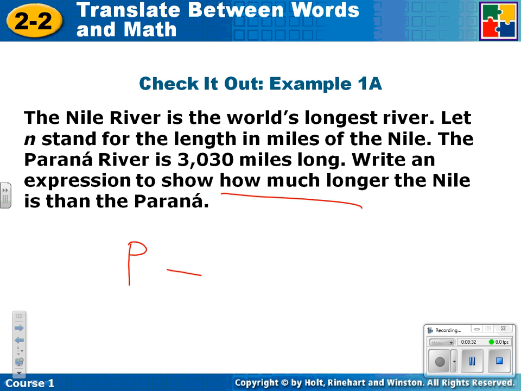N minus, oh, sorry, stuck on the last one. N minus 3,030. That's it. We're done. That's all we need. We don't need to do anything else. We don't need to try and go figure out how long the Nile is. We don't have enough information. All we need to do is write this.